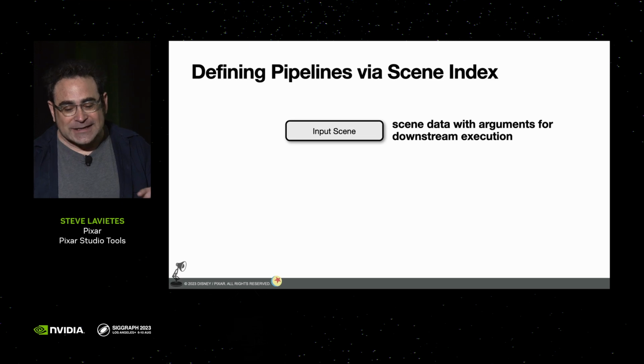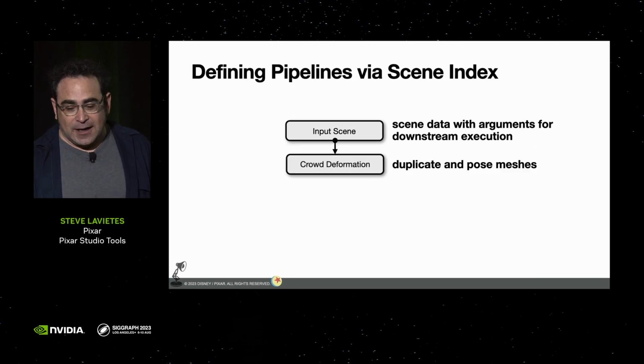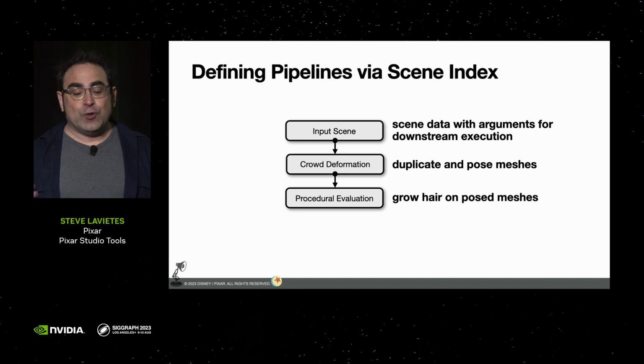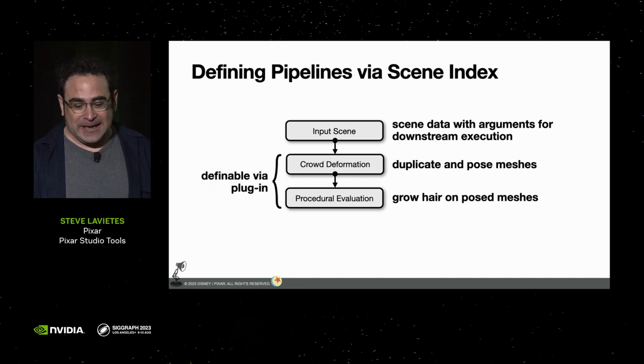So the model, again, is we have our input scene with arguments for downstream execution. If we had crowd deformation, we might implement that as a scene index. And if we had a hair system that grew on posed meshes, these two systems don't have to know about each other. They just work because the data is in the same medium. And this is all definable via plugin.